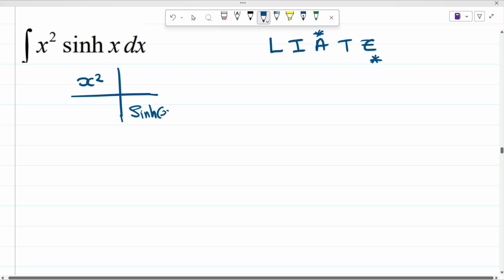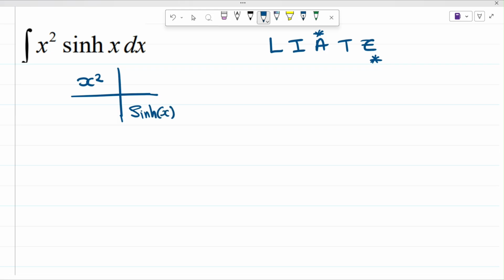Hyperbolic function, we're going to write it here. Makes sense, right? So we're going to differentiate x squared. When we differentiate x squared, it's going to become 2x. We integrate hyperbolic sine of x, it becomes hyperbolic cos of x. And then we're done. We then apply our integration by parts.